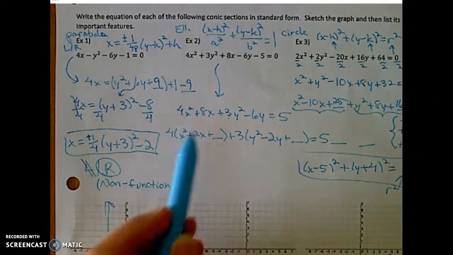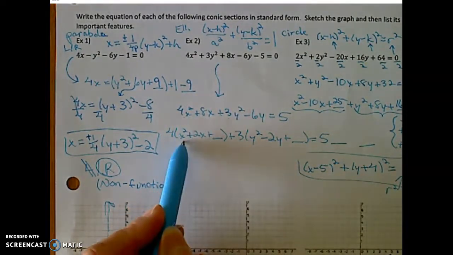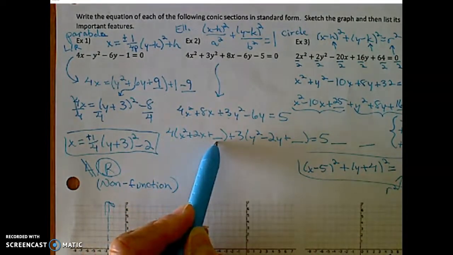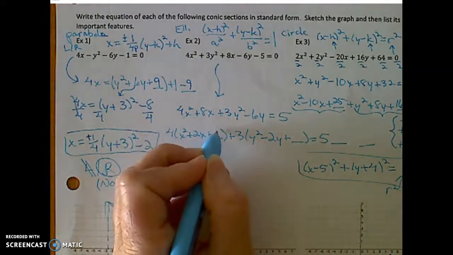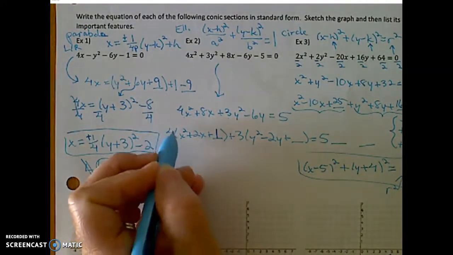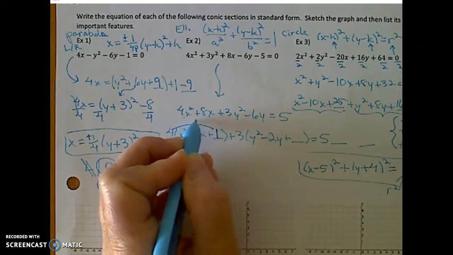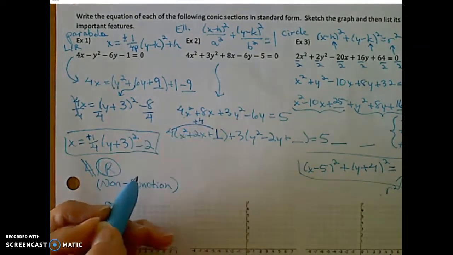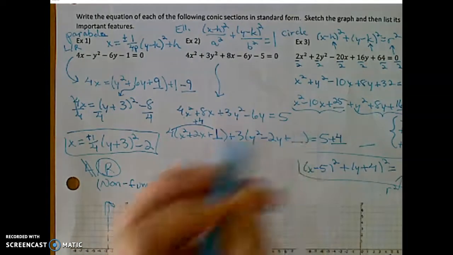Okay, take your time and check your work. I divided out a 4. I'm left with x squared plus 2x. What completes that square? Divide by 2 and square, I get a 1. Be careful, because I actually added 4 to that side when I distribute. So I'm going to add 4 to the right.